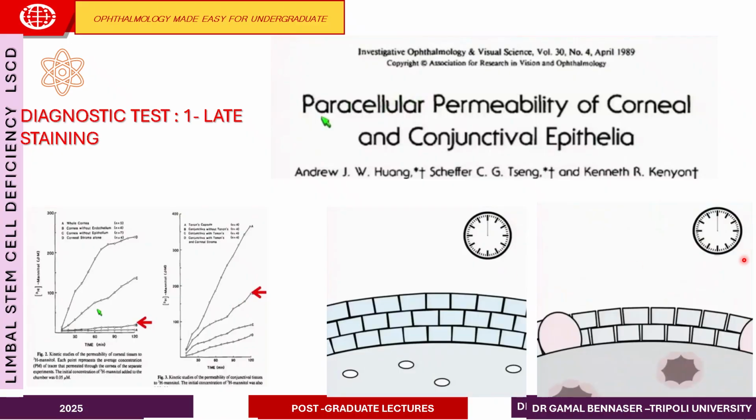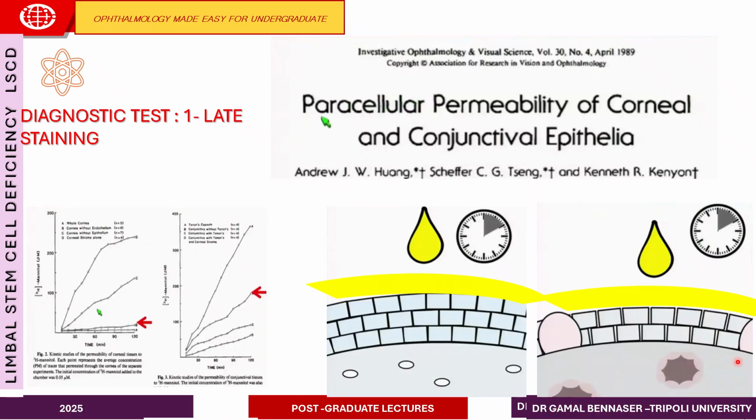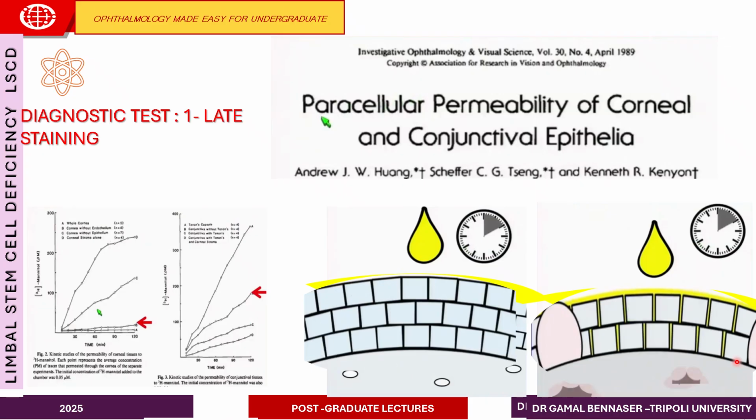Now, for example, this is the corneal epithelium, as you can see the tight junctions, and this is a conjunctival epithelium. If we add a fluorescein drop over the surface of the cornea and keep it for between 7 to 10 minutes, after that you will see that the fluorescein is washed out and there is no intervening fluorescein between the epithelial cells. However, between the conjunctival epithelial cells, there is paracellular intervening fluorescein. And that's why the presence of late staining is one of the important diagnostic tests using the slit lamp.